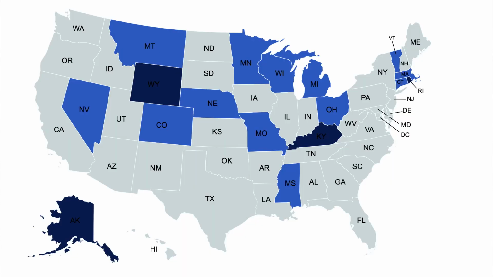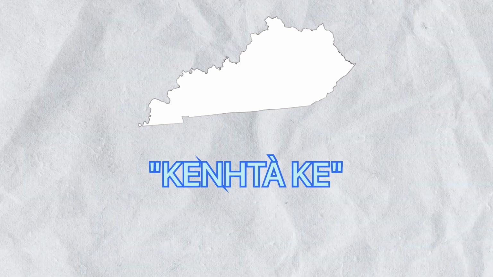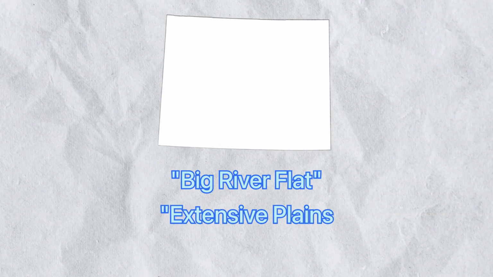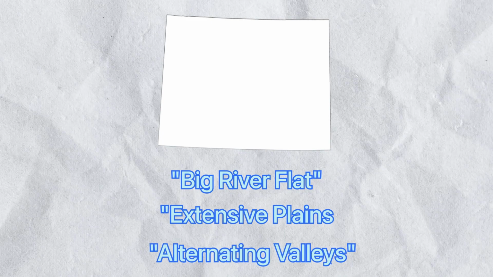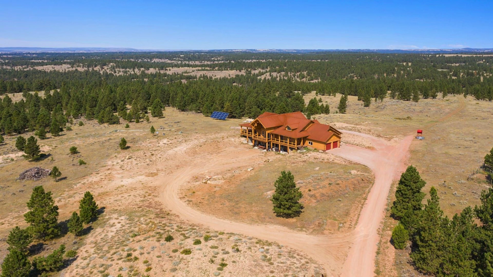Apart from rivers and mountains, there are a few more states named after natural features that didn't quite fit with one another, so we'll just go over them now. Rhode Island is Dutch for red island because of the redness of the clay along the shore. Kentucky comes from the Iroquoian word Kentucky, which means meadowland or on the meadow. The meaning of Wyoming can either be interpreted as big river flat, extensive plains, or alternating valleys. But all the meanings have one thing in common: Wyoming is a giant and flat wasteland.